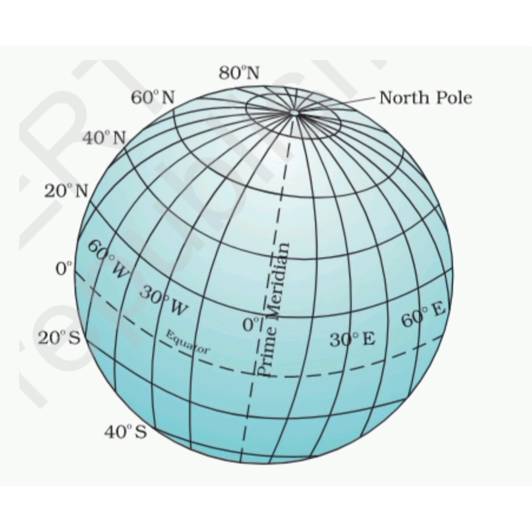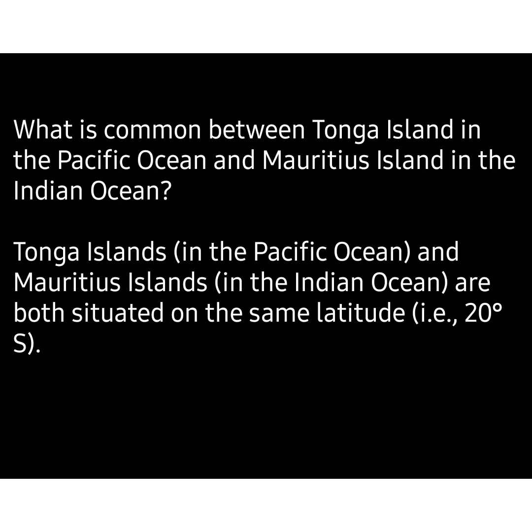Now let's take one example. Tonga Island, which is in the Pacific Ocean, and Mauritius Island, which is in the Indian Ocean. Again, they are situated on the same latitude, that is 20 degrees south. Now, in order to locate them precisely, we must find how far east or west these places are from a given line of reference, that is, from the North Pole to the South Pole. These lines of reference are also known as meridians of longitude, and the distance between them is measured in degrees of longitude.